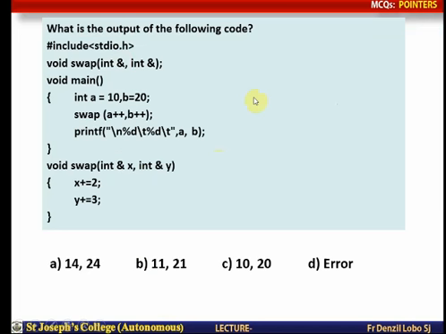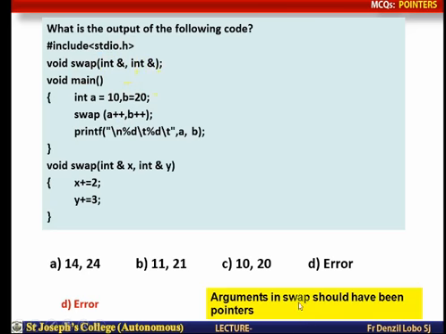Come to this. Please note it. A and B. So swap A star star. But just look at it. Swap here, ampersand ampersand. What is going to be? It is going to be an error, because this should have been star, not ampersand. So the arguments in swap should have been pointers.